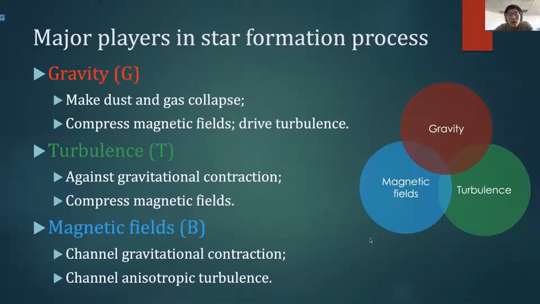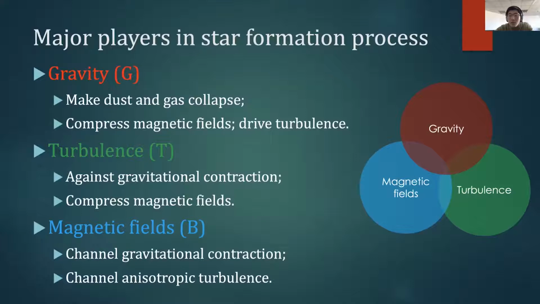Okay, so now let me introduce the three major players in the star formation process: gravity, turbulence, and magnetic fields. Of course, gravity makes dust and gas collapse, and it also compresses magnetic fields and drives the turbulence. And turbulence will work against gravitational contraction and compress magnetic fields as well. And the last one, magnetic fields will channel the gravitational contraction and the anisotropic turbulence.